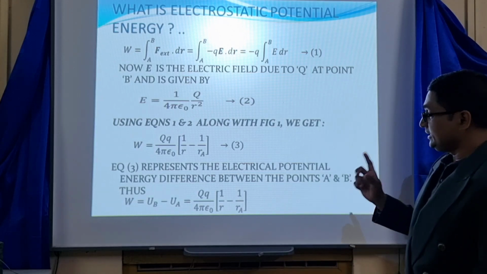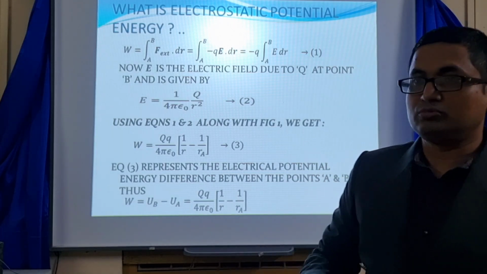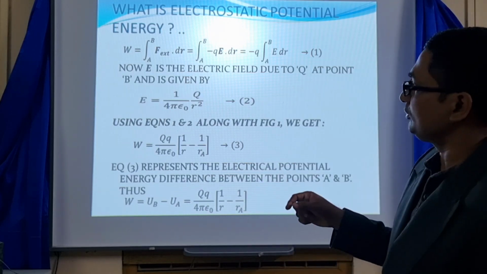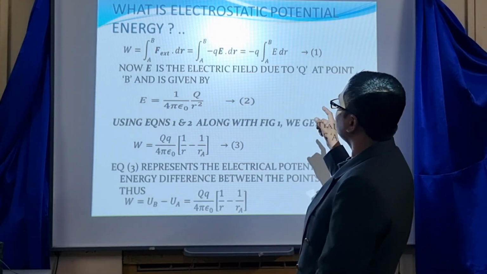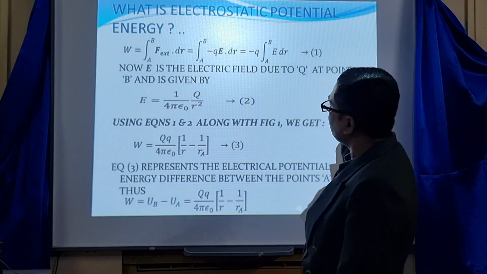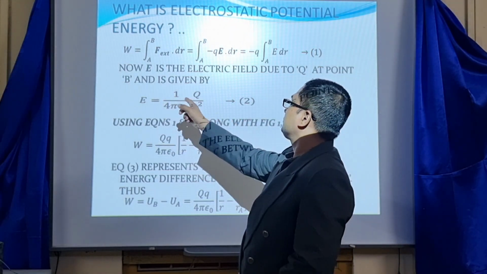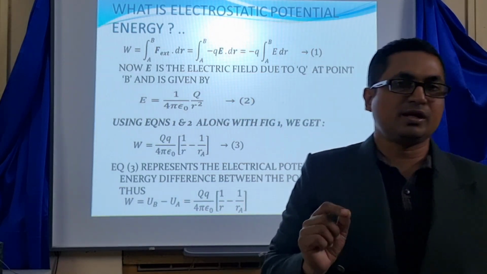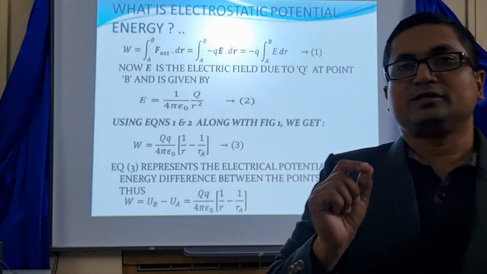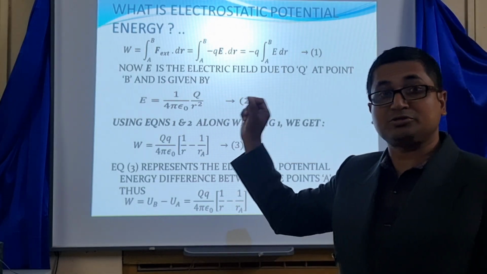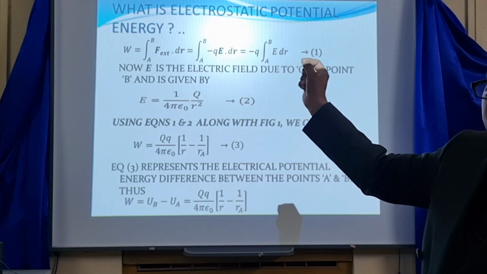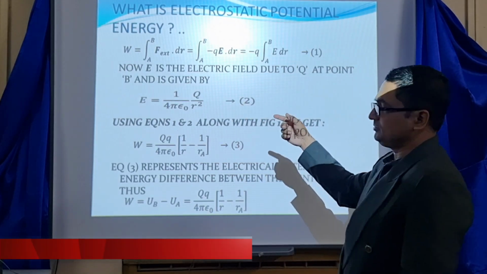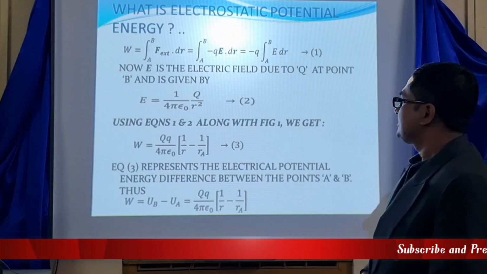Now the electric field E is that of the second charge, into whose vicinity the small charge q is brought. This electric field is due to point charge Q, and at point B the electric field is, by the very definition, Q by r squared, times 1 by 4 pi epsilon naught. Remember that we are taking the electric field of the second charge, and we are bringing another charge small q from a certain point A to point B. This is equation number 2, the very basic definition of electric field.